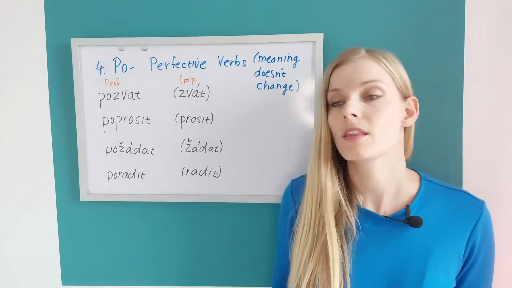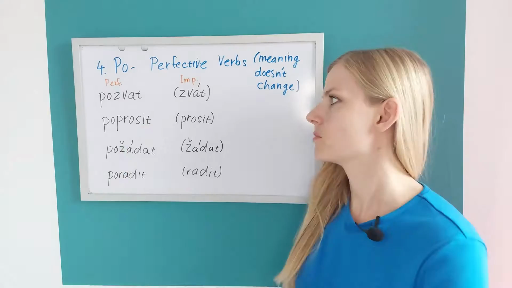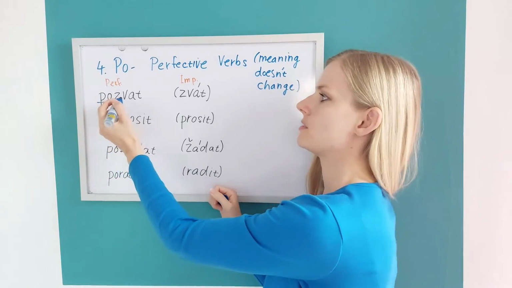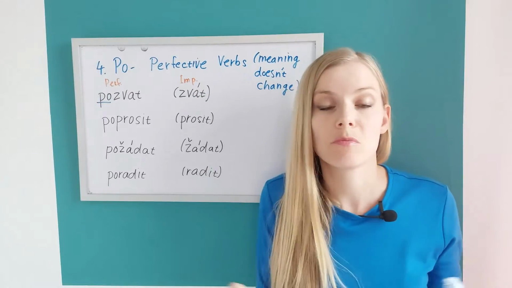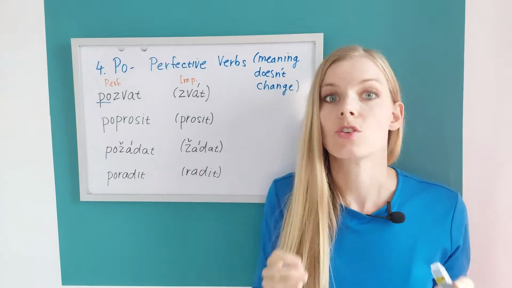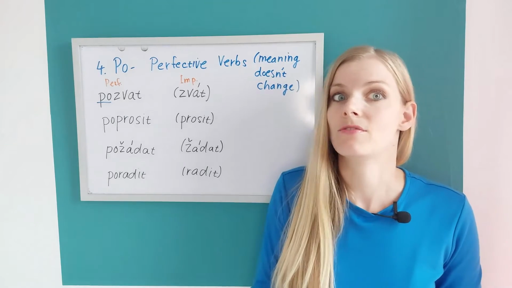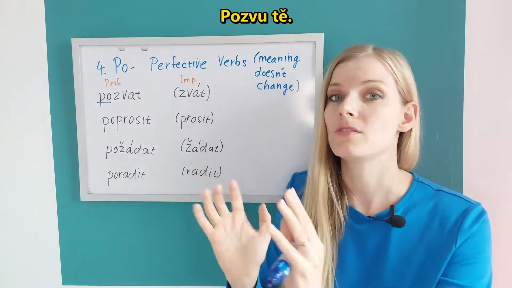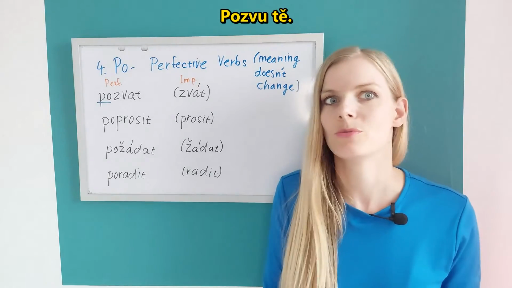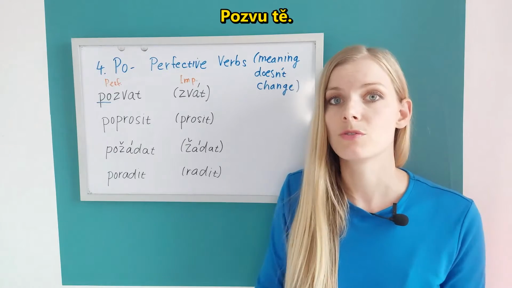And if you want to say that someone invited you, you would use pozvat. When you add po in front of this verb and get rid of this accent, it becomes perfective. It means the action is finished and you cannot use this verb for present tense. You cannot say that right now. When you say pozvu tě, it means I will invite you, not I am inviting you. So it can refer to the future. Pozvu tě, I will invite you.